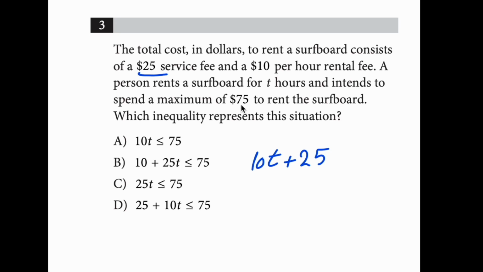A person rents a surfboard for t hours and intends to spend a maximum of $75 to rent the surfboard. Which inequality represents this situation? So 10t plus 25 should be smaller than or equal to 75, because he will spend a maximum of $75. So the answer will be B.